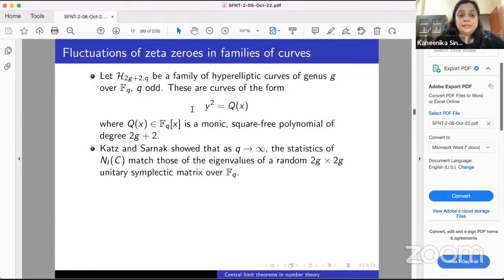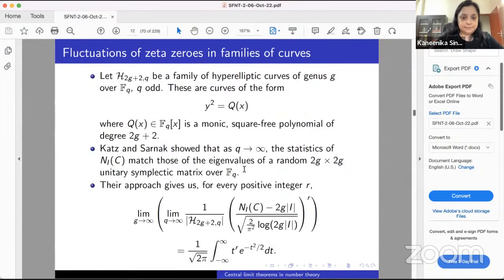One very nice theorem in this context is by Katz and Sarnak, who show that if you let your field go to infinity, the statistics of your zeta zeros start to match the statistics of eigenvalues of random 2g by 2g special types of matrices over F sub q, which are the unitary symplectic matrices. We need not go too much into detail about the random matrix side, but this is just to give you an idea of the relationship between zeta zeros of curves and zeros of random matrices over finite fields.